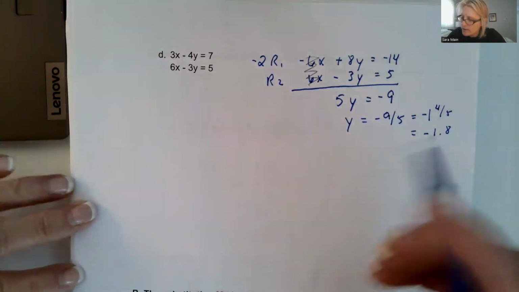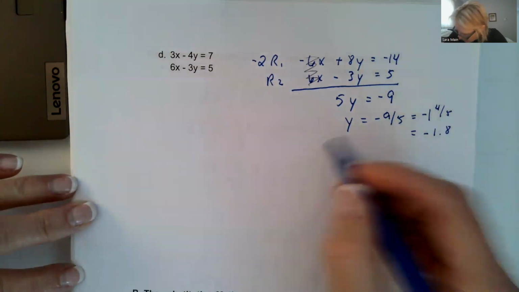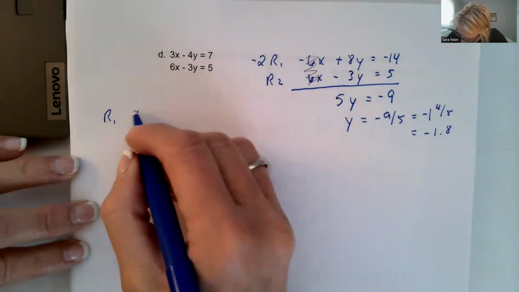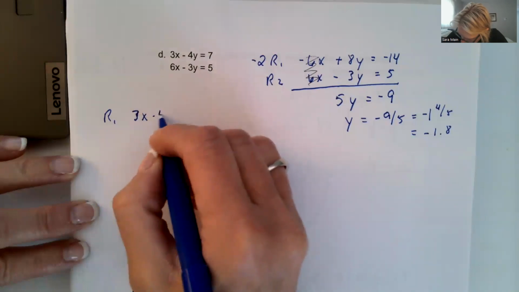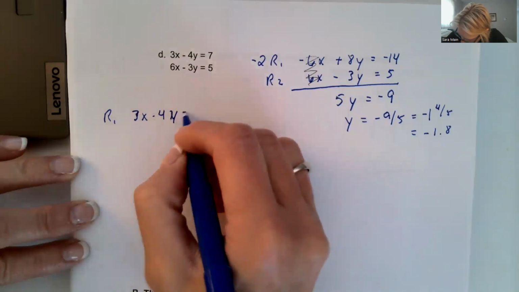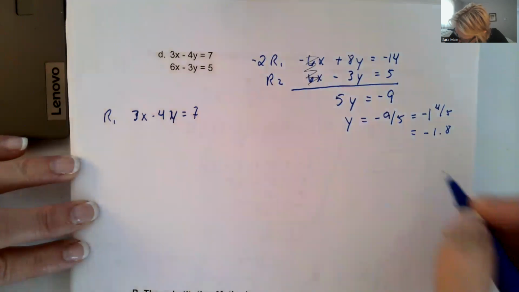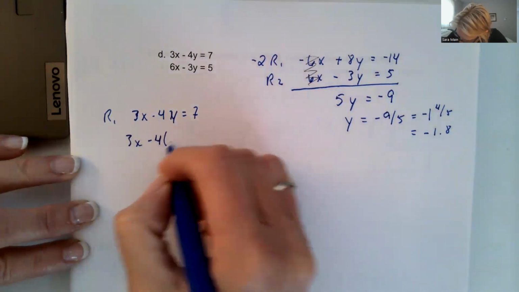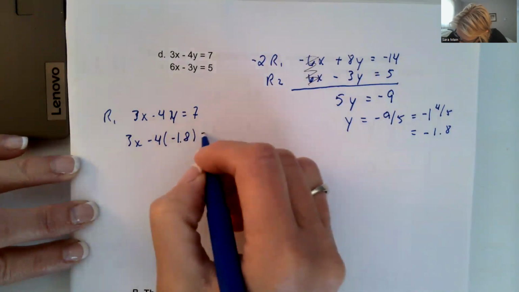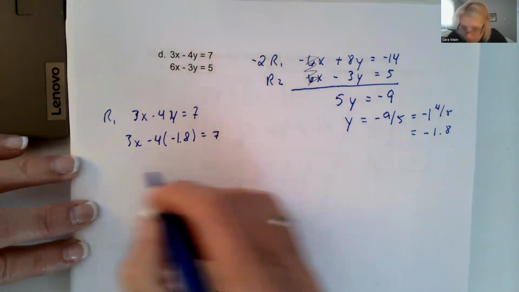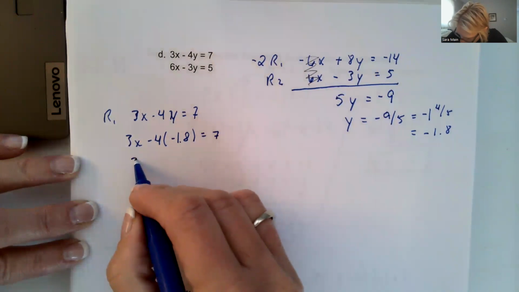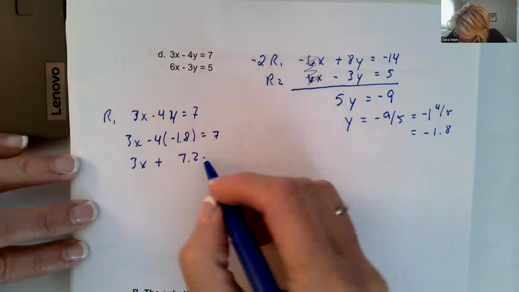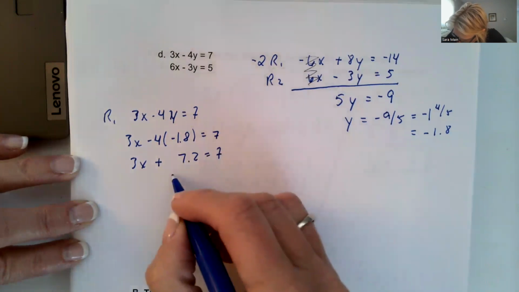And we're going to show this in Desmos. So now that I know that, I can put that back into, say, row 1. So I know y is a -1.8, so 3x plus 7.2 equals 7.